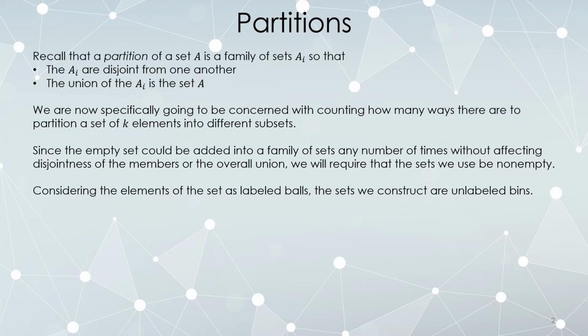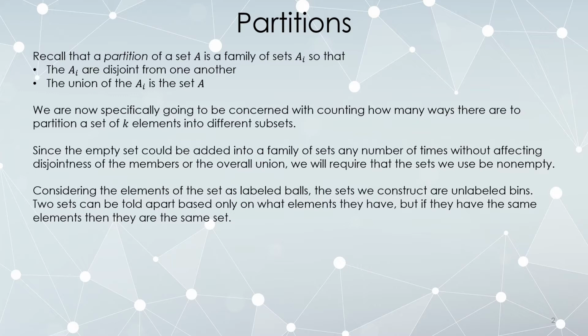What we're going to do is consider the elements of the set A as labeled balls, and the sets we construct are unlabeled bins. A set containing two elements doesn't have a label on it except for what the elements are. So the elements have labels, those are the balls. The bins, as the sets, are not themselves labeled. So two sets can be told apart based on what elements they have, but any two sets with the same elements are the same set. So the bins are not labeled, but the balls are.